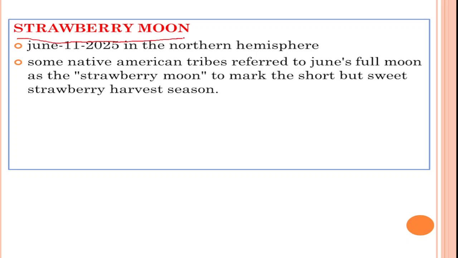Strawberry moon. It occurred on June 11, 2025 in the northern hemisphere. Very important, remember this statement, in the northern hemisphere. And some Native American tribes refer to this as a mark or indication of the sweet strawberry harvest season.